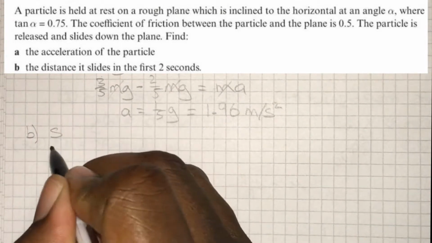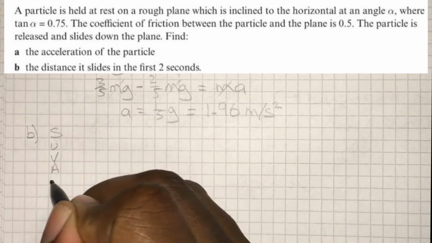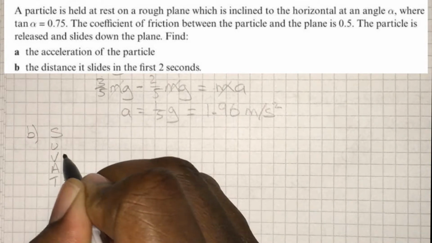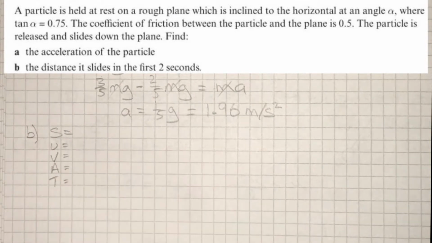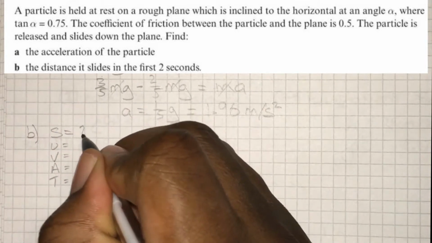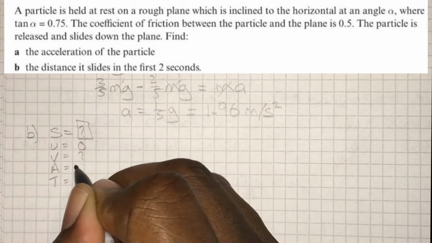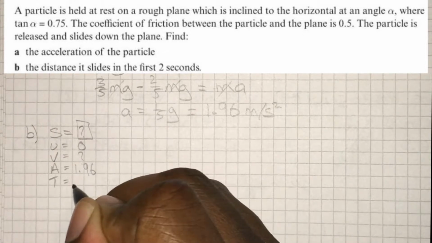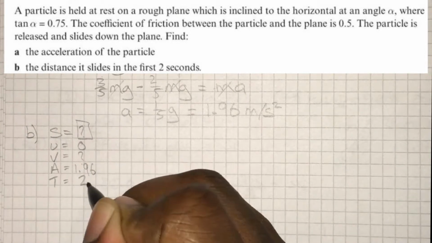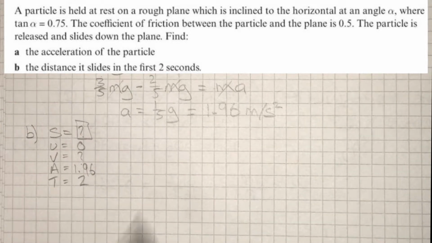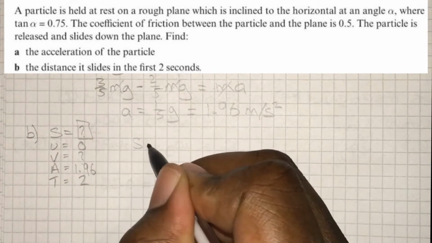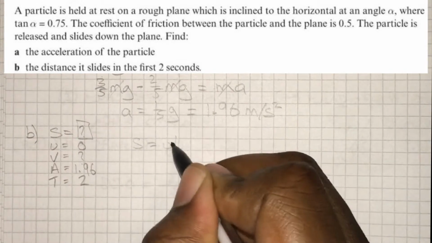Moving on to part B. We've been asked to find the distance that it will slide in 2 seconds. Well, this is a Suvat question. So we'll set out our Suvat variables. I'm looking for displacement. Initial velocity is 0. Final velocity I don't know and I don't need. Acceleration of 1.96, and we're talking over time 2 seconds.